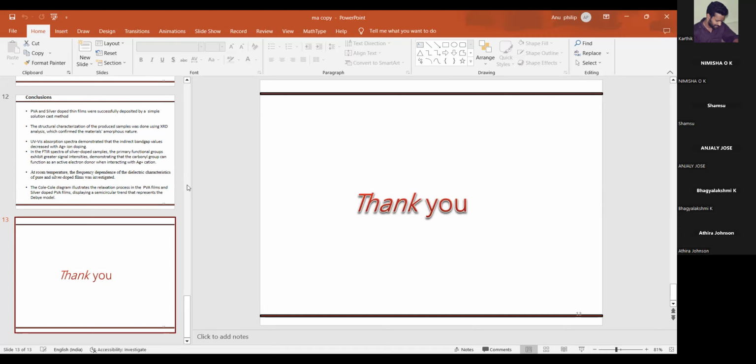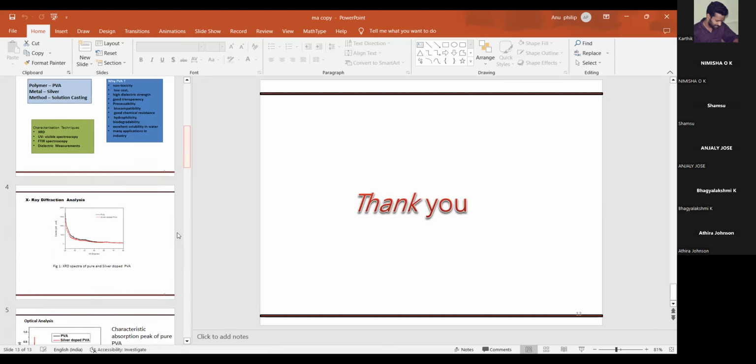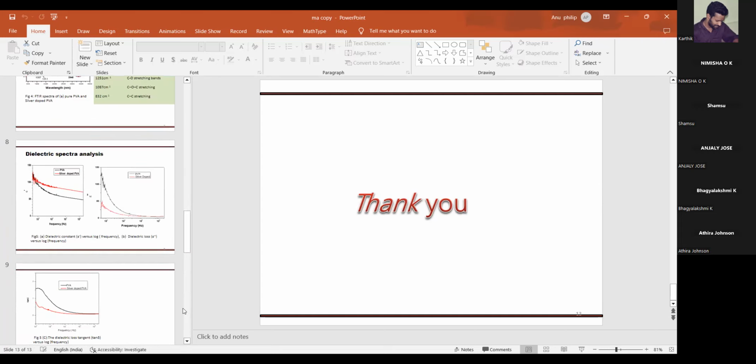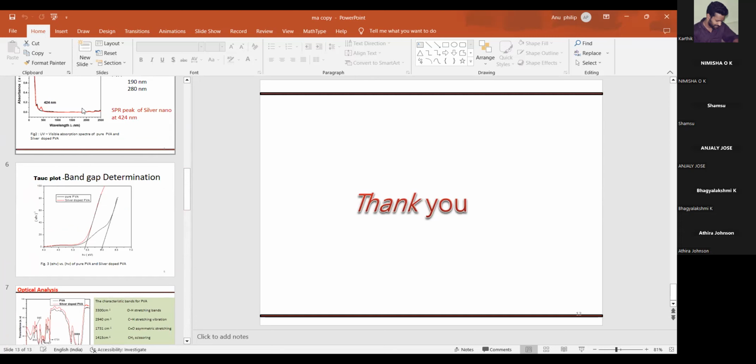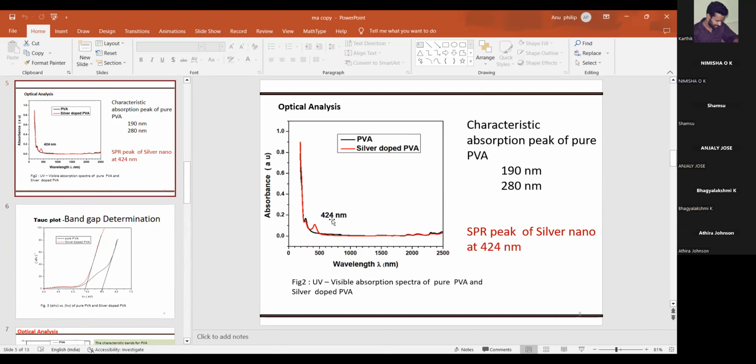70 degrees. So how could you know that it is a silver nanoparticle in that PVA that you have incorporated? We can compare the pure and silver doped samples. From the color itself we can identify: pure PVA is a colorless, transparent sample, and the silver doped sample is yellow in color. In addition, in the UV spectra we observe an additional characteristic peak at 424 nanometer. That is due to silver nanoparticles.